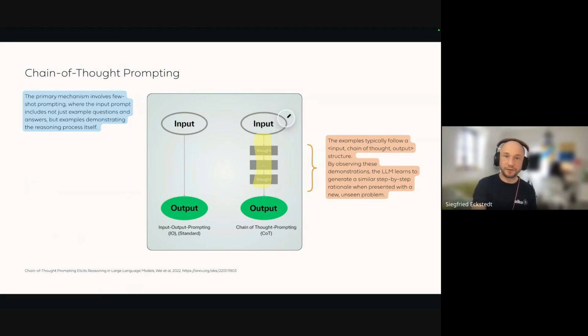So this extension of the input that you see in this graph is what is central to the approach. We take examples of questions and answers and demonstrate how to reason about a given task. That is very, very theoretical and not so hands-on. Therefore, let's look into an example.